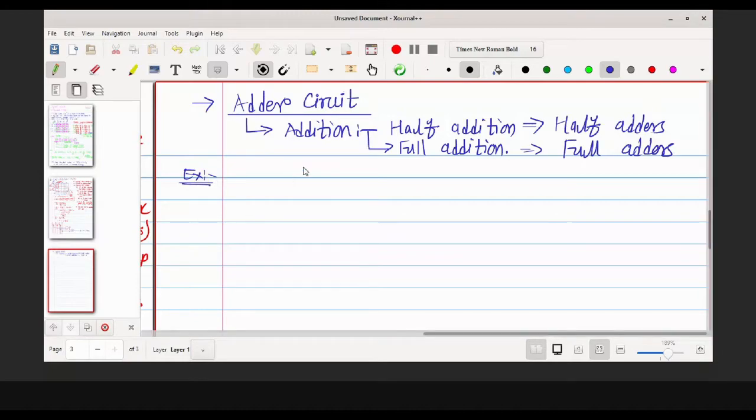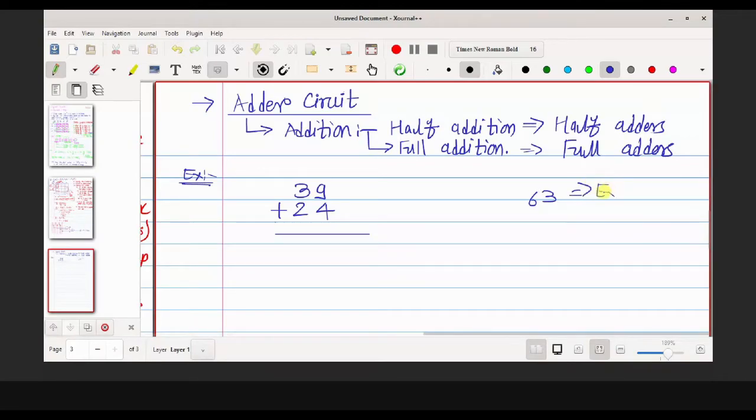We will be following decimal addition. Let us say two decimal numbers I want to add. Let's say 39 plus 24. This addition I am going to do. The result is expected as, 9 plus 4 is 13, and then 3 plus 2 is 5, so 63. So this is my expected result.